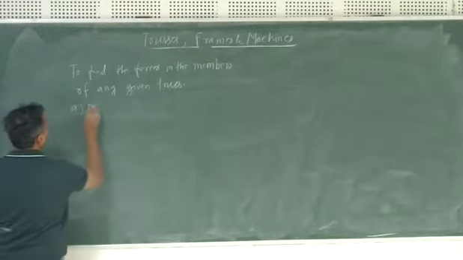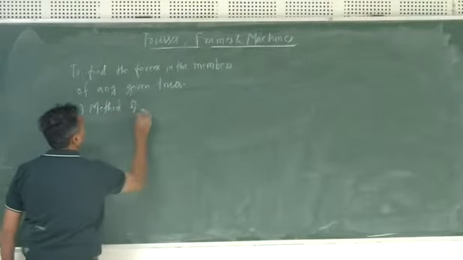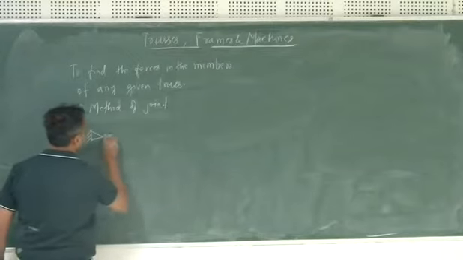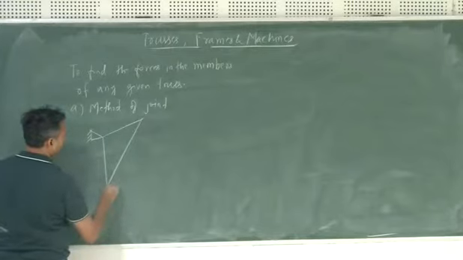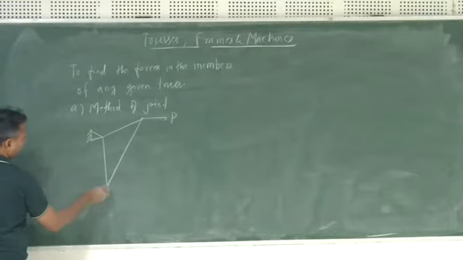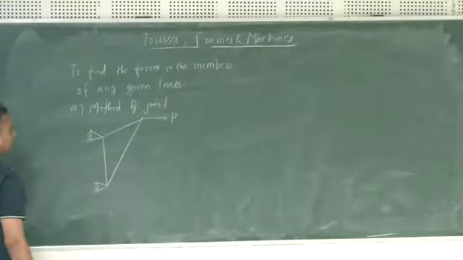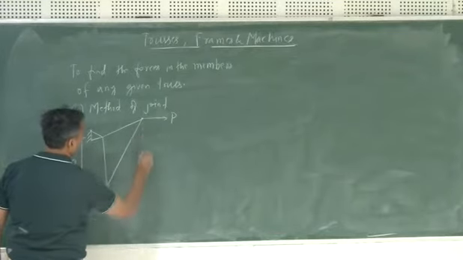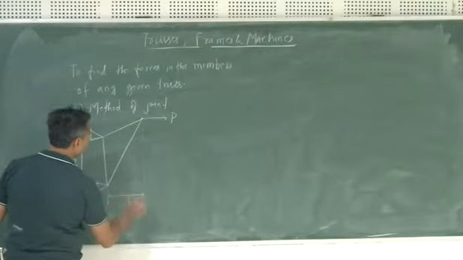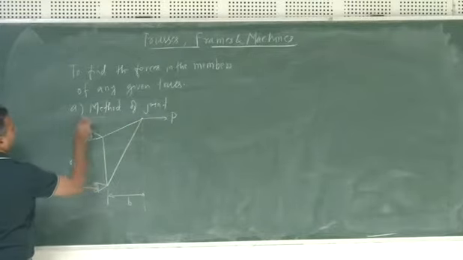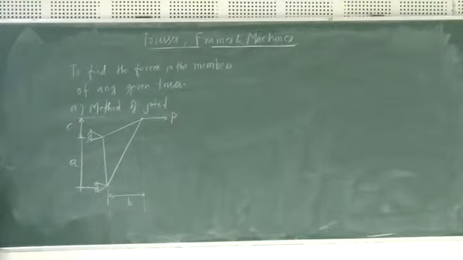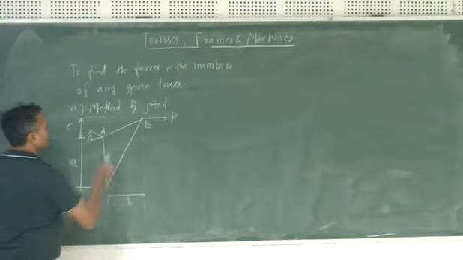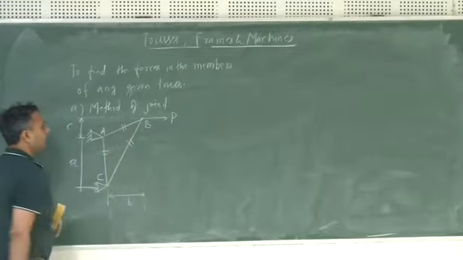So, example for method of joint. Let's say you have been given a truss, with load P, and the points are A, B, and C. This is your truss, and you will have to find the internal forces in this member, and this member, in all the members. So how are you going to do it?